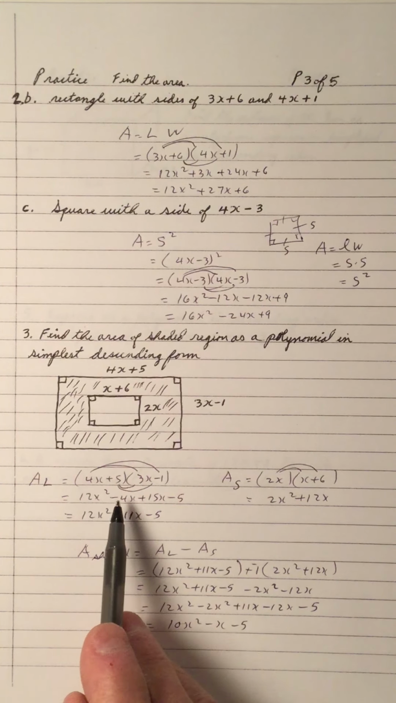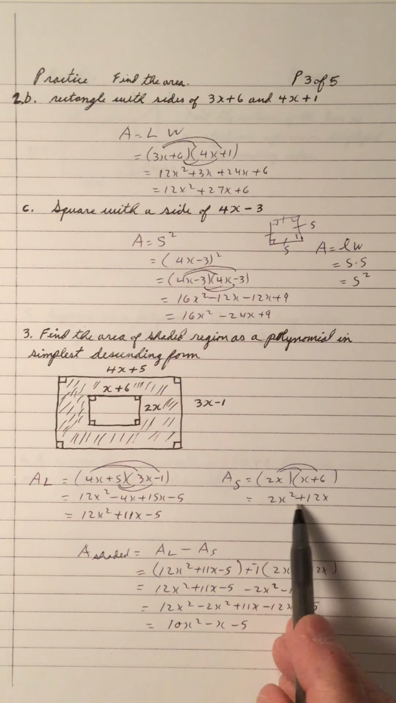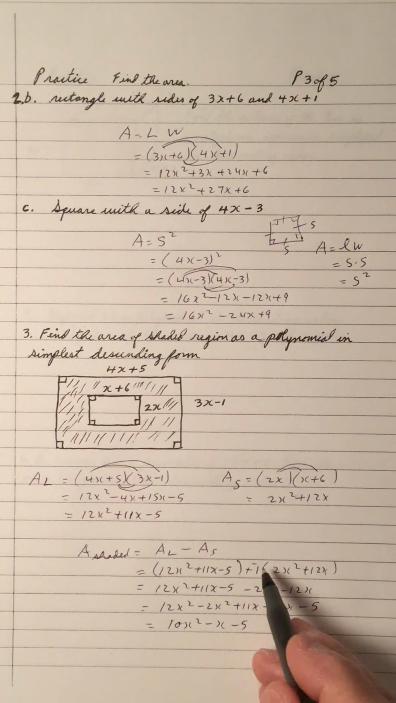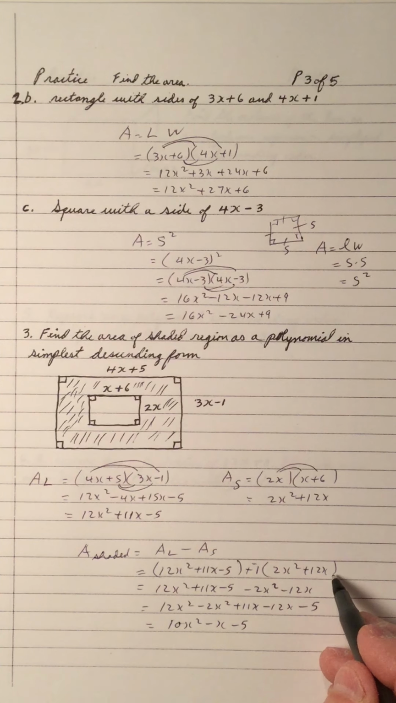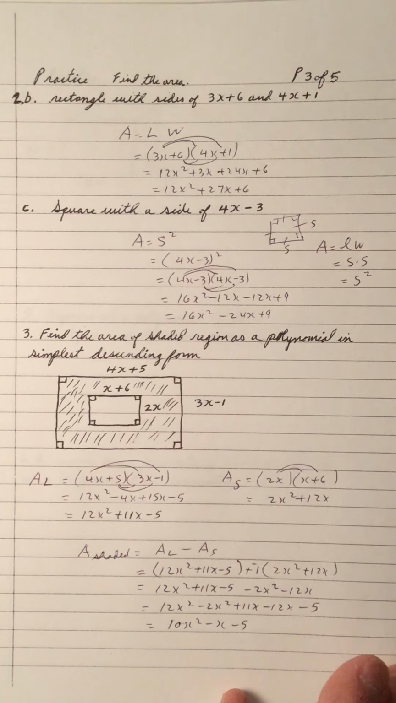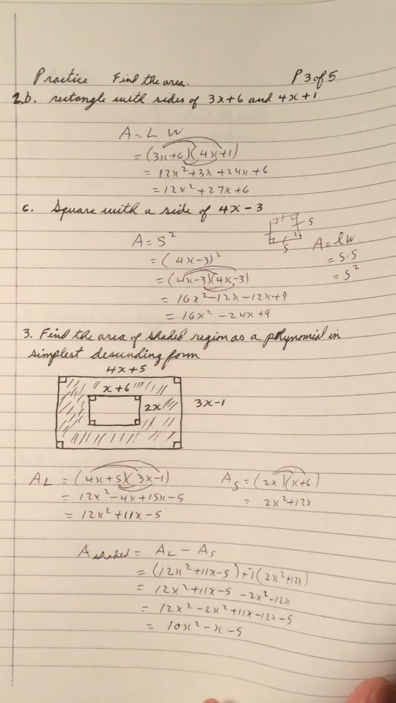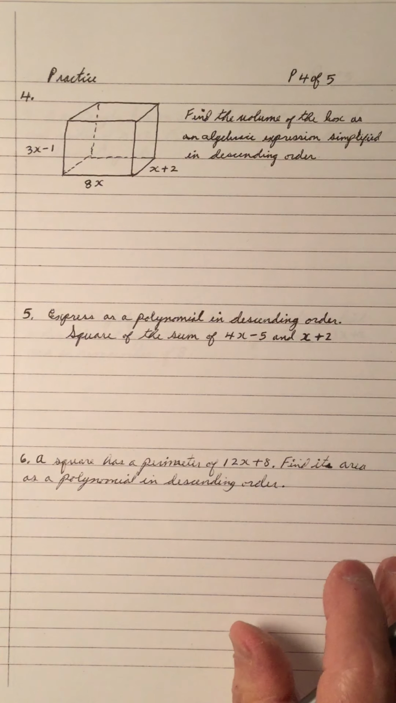Again, look at the math. I worked out the area of the large one first, then I worked out the area of the small one, then I wrote it down as a subtraction. Brackets around the large one, brackets around the small one, showing the subtraction. Again, take your time. Follow what you're doing. Show what you're doing. And normally you'll be okay.